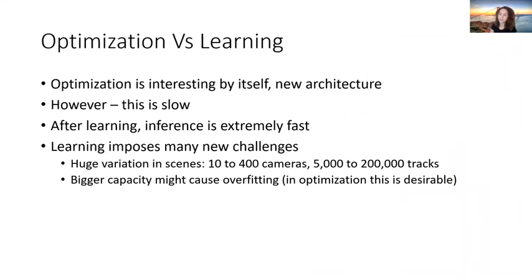And another challenge that is general to learning is that if we have large amounts of data, we obviously need to make a bigger network than we used for optimization. However, if we have a network that has a larger capacity, it also can be very hard to generalize. And so it's hard to find this balance, where in optimization, we don't have this problem. If you take a huge network, you'll be okay.